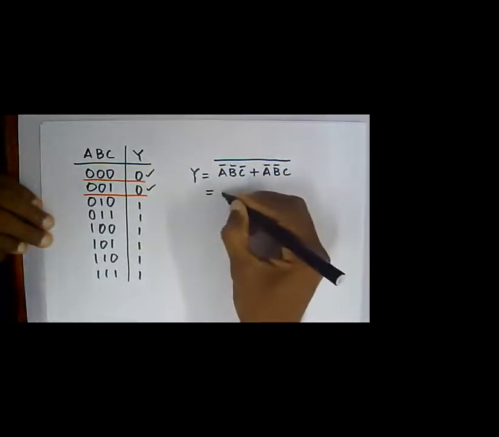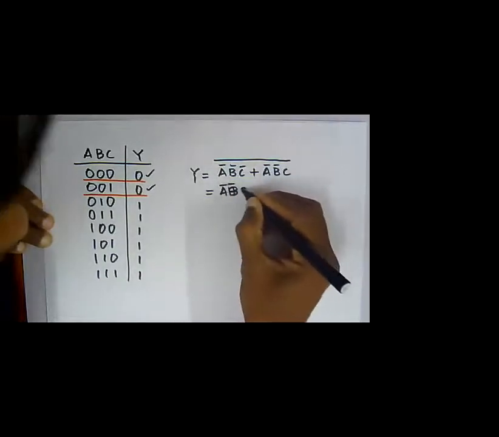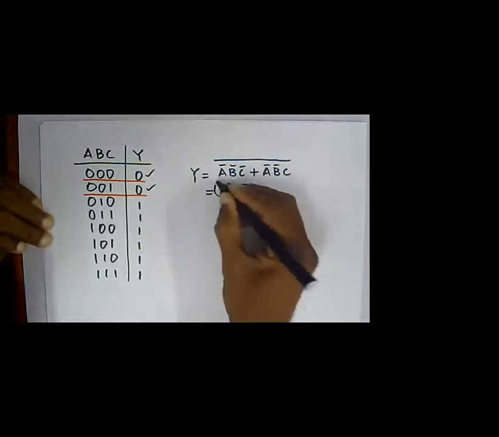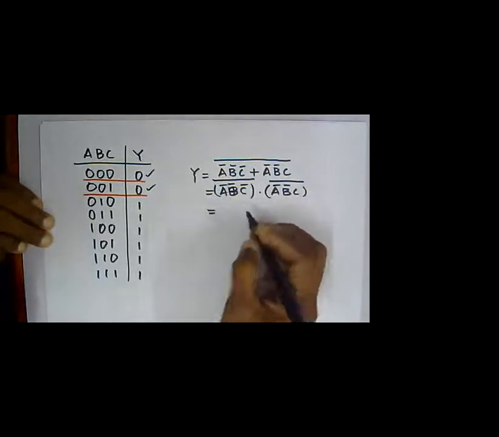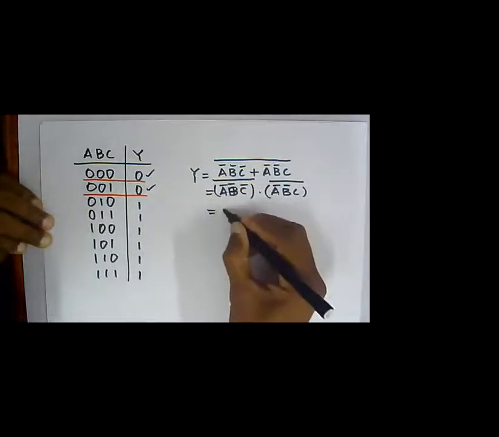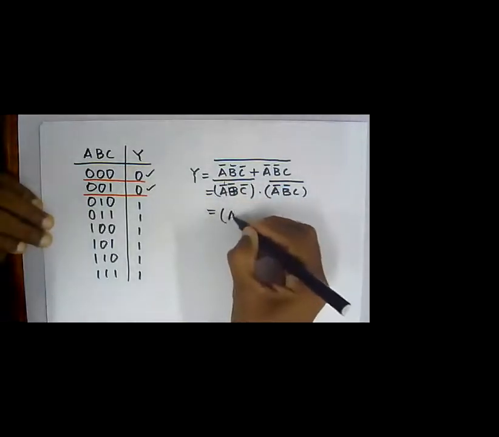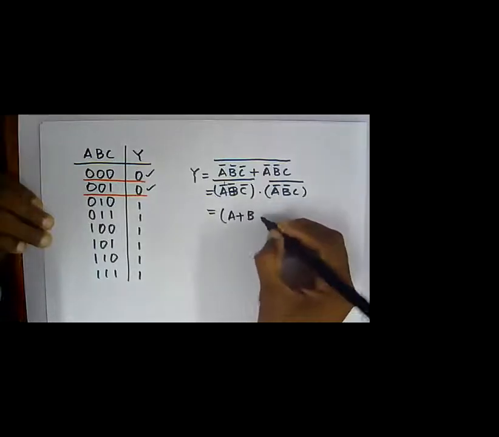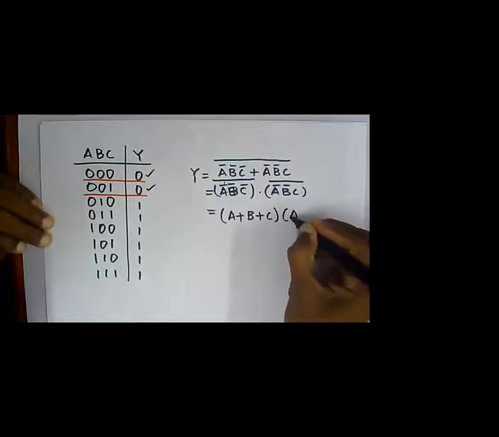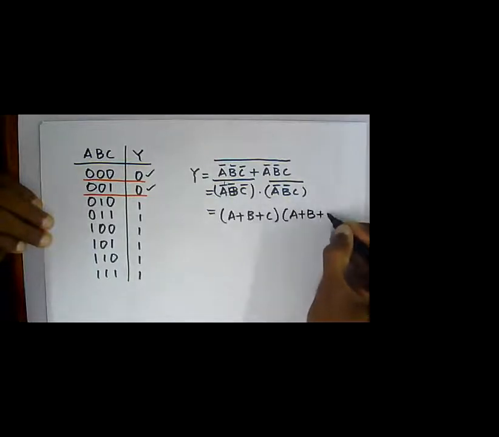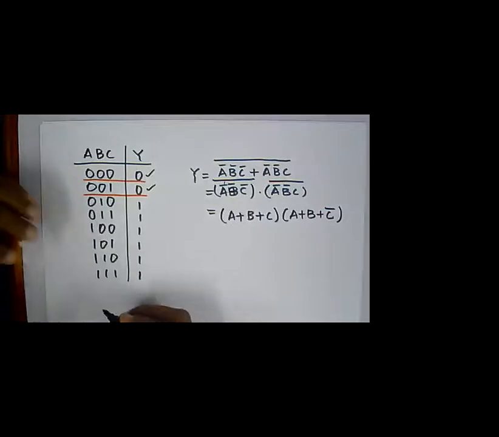So we can write the equation as, A double bar becomes A, so (A bar B bar C bar) whole bar dot (A bar B bar C) whole bar. So we can rewrite this again, right? Now A double bar becomes A, B double bar becomes B, and C, right? Dot A plus B plus C bar, right?